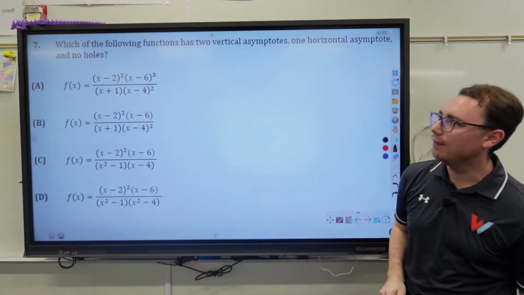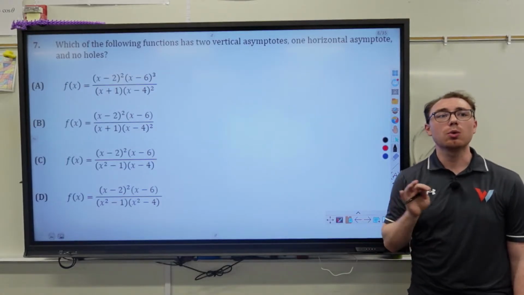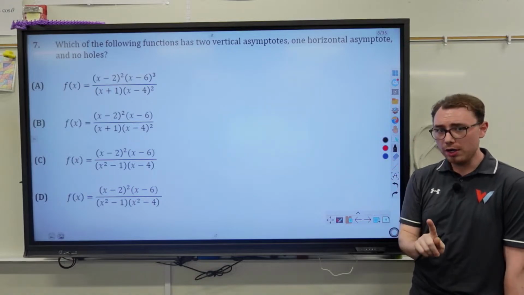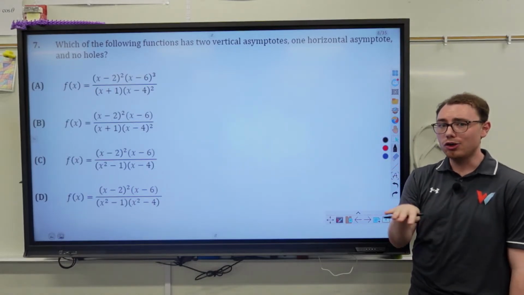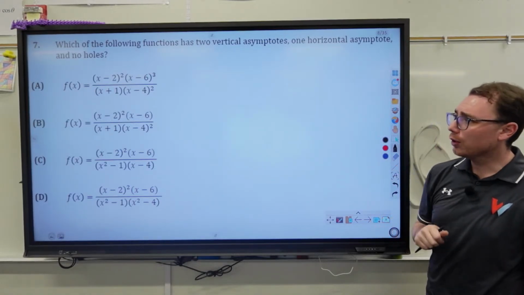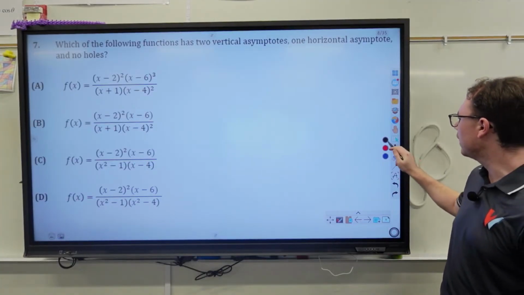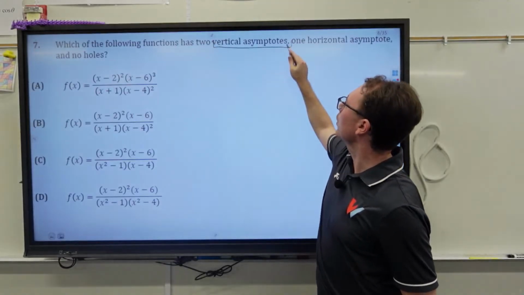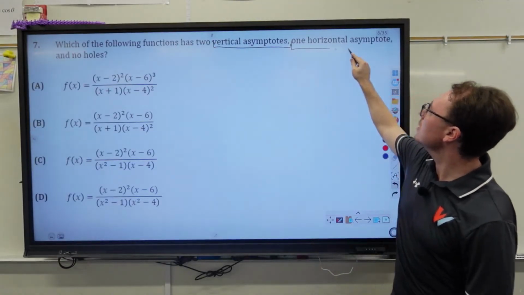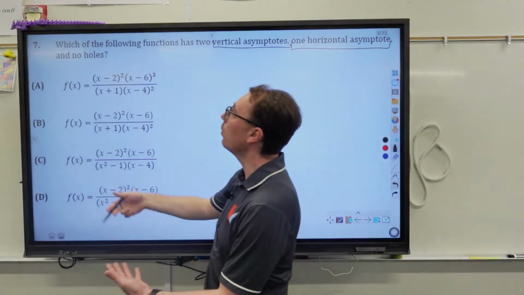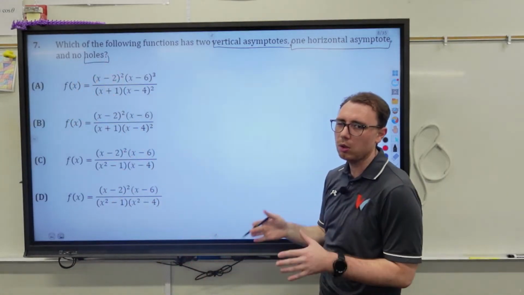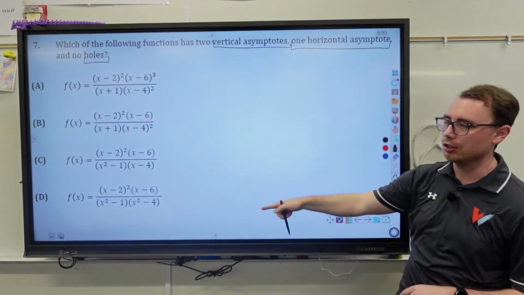For example 7 here, which of the following functions has 2 vertical asymptotes, 1 horizontal asymptote, and no holes? So for this problem, we're trying to identify 3 main things: what causes a vertical asymptote, what causes a horizontal asymptote, and what doesn't cause a hole. In this case, we'll figure out what causes a hole and then be able to see which ones don't do that.